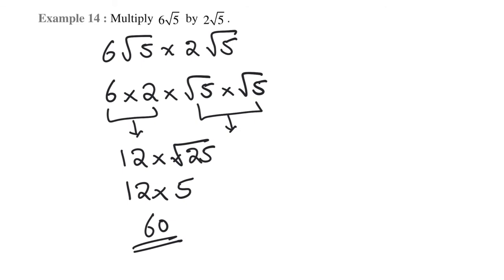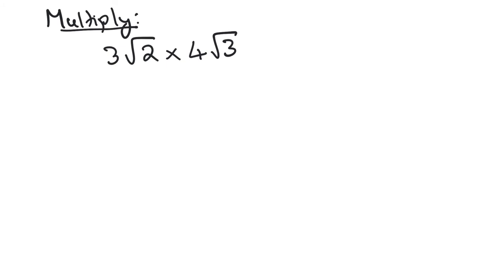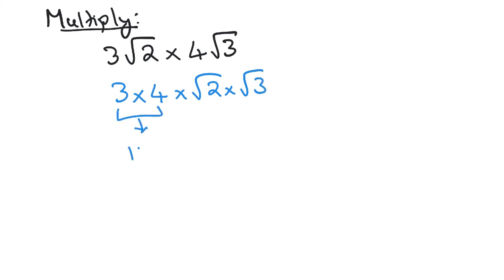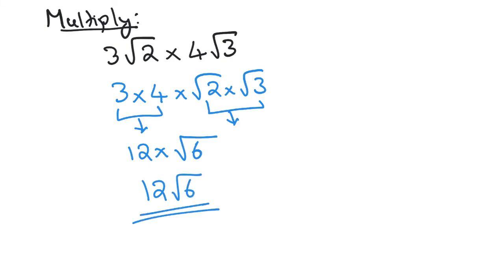Let's try another one. Multiply 3 root 2 times 4 root 3. So let's just group them together for our own convenience. 3 times 4 times root 2 times root 3. Now 3 times 4 is 12 times root 2 times root 3 is square root 2 times 3, which is 6, so 12 root 6 is the answer. Great going. Let's see how we divide.